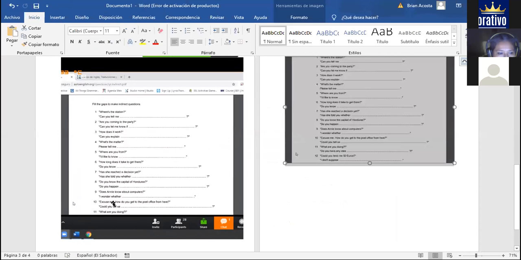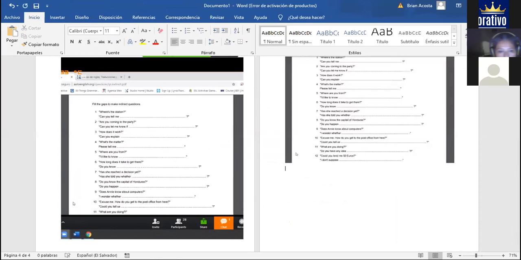Sí. Ahora vamos con otro ejercicio. La número uno sería Where's the station? Can you tell me where the station is? En este caso sí corresponde. Sí, en esta sí. Como es cuando son de lugares, por lo más que todo, creería yo.